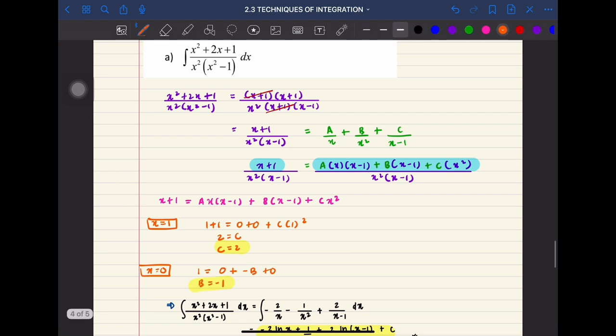And then since you have the value of c, and also you have the value of b, you can substitute any value of x. Okay, for example, we can substitute x equal to 2 into the equation, so you're going to get your a become negative 2. Okay, that's how you get a, b, and c.